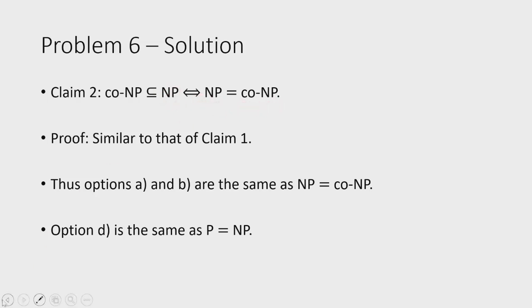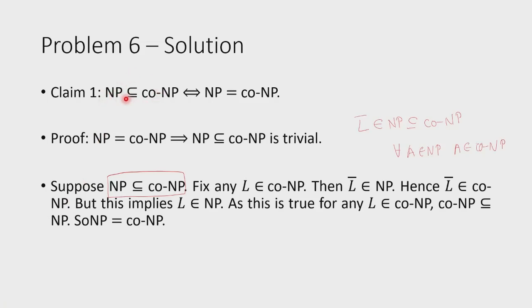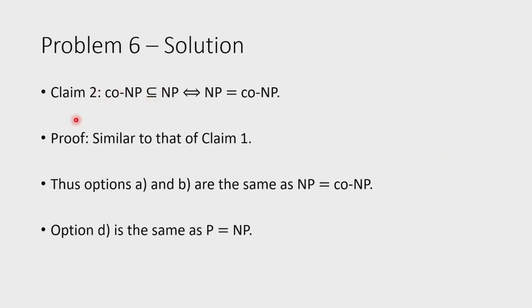So yeah, over here we have just reversed these two. And the proof is exactly the same, so I won't cover it. You can try it on your own. If you have any doubts, you can ask me in the next lecture or on the forum. So thus options A and B are the same as NP equals co-NP, and therefore they are not known to be true.